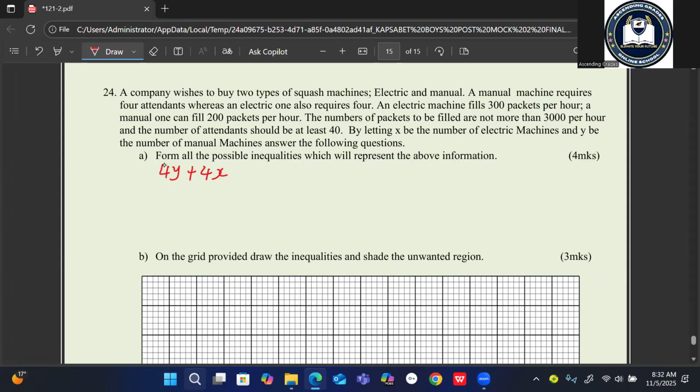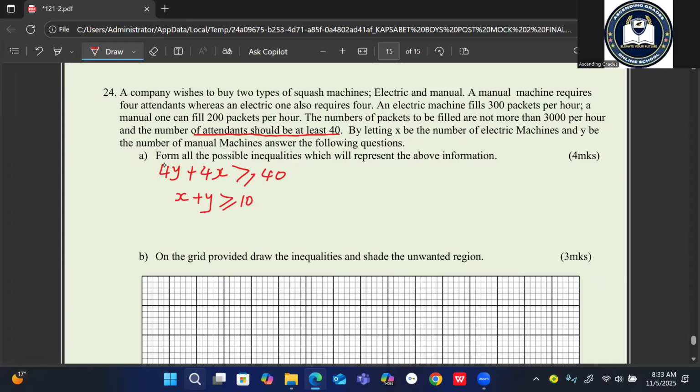So the number of attendants should be at least 40. It means that they have to be equal to or greater than 40. So when we simplify it, we'll have X plus Y, which is just the same as Y plus X, should be greater or equal to 10, because it is divided by 4 through.